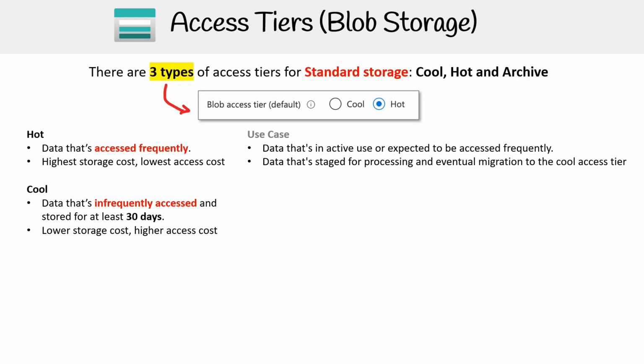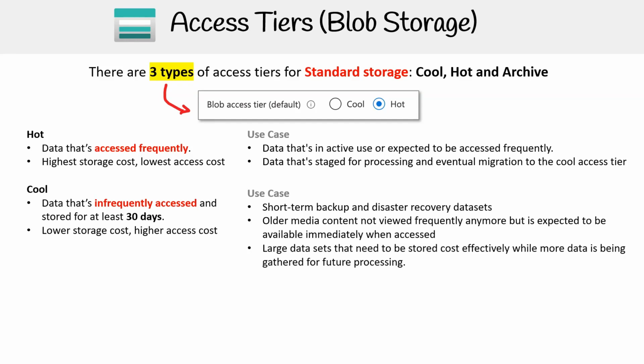Cool tier, best for data that's infrequently accessed and stored for at least 30 days. It has lower storage cost, but higher access cost. Use cases: great for short-term backup and disaster recovery datasets, older media content not viewed frequently anymore but expected to be available immediately when accessed, and large data sets that need to be stored cost-effectively while more data is being gathered for future processing.